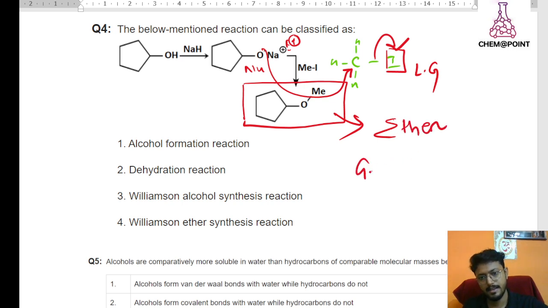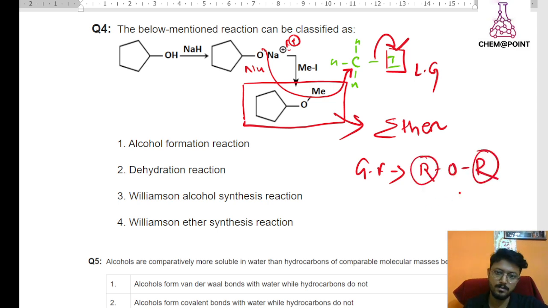Ether's general formula is ROR, where R is an alkyl group or aryl group. So it is a Williamson synthesis reaction. The correct option is Williamson ether synthesis, because in this process ether is formed. Do you understand my point? Any confusion, any doubt? The mechanism goes through SN2 reaction. Keep in mind, dear students. Then move to question number 5.